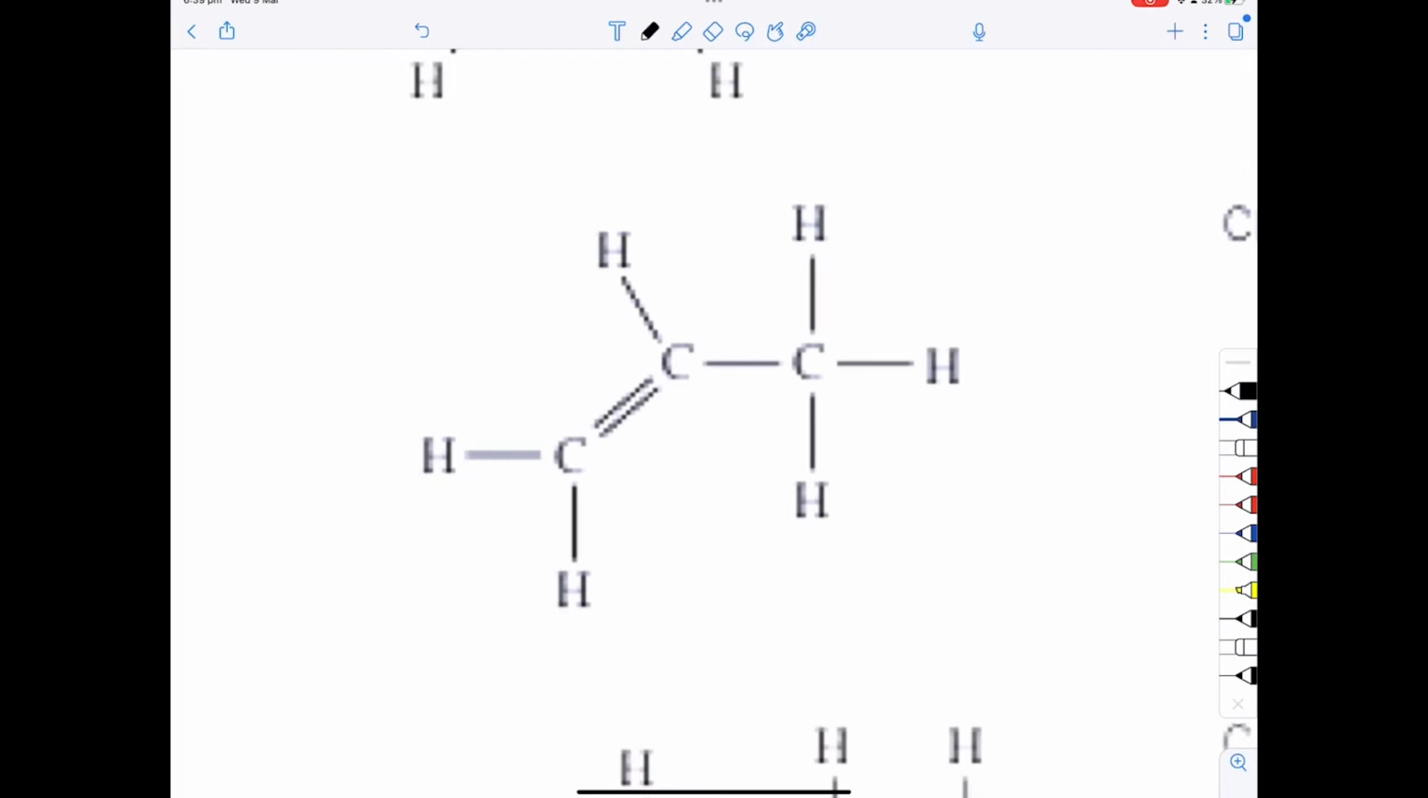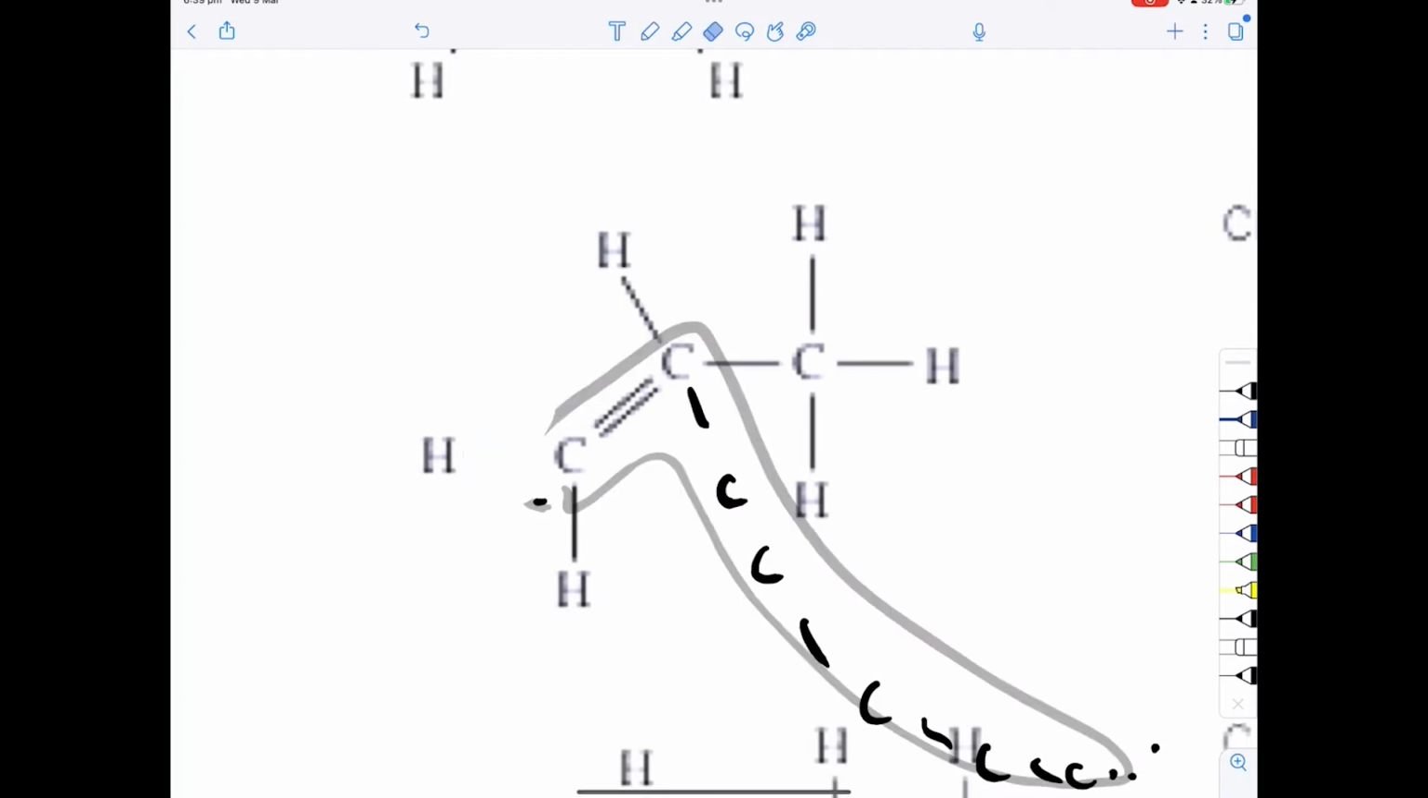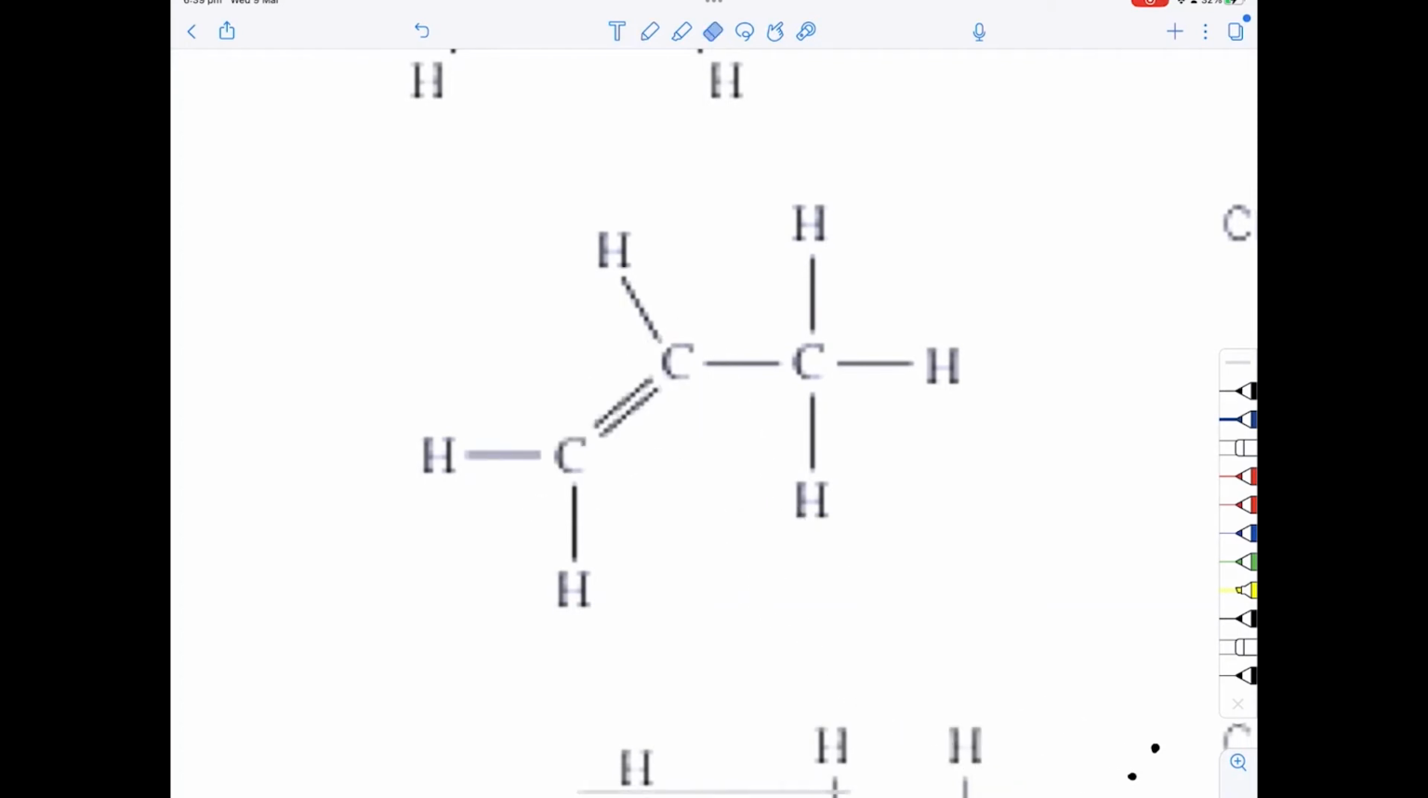If the longest carbon chain was, let's say, it went down like this, you would make sure you go the direction which has the double bond. So you'd go down like that. So the key point here is you want to pick the longest carbon chain with that double bond. The double bond can never ever be part of an alkyl group. It has to be part of the main chain. That's the first difference.